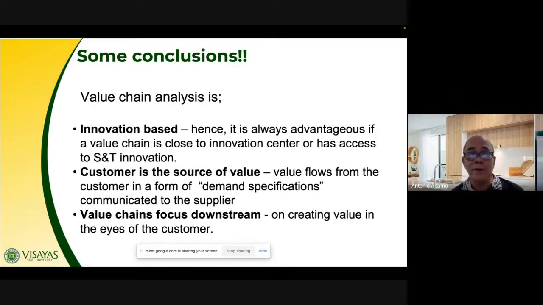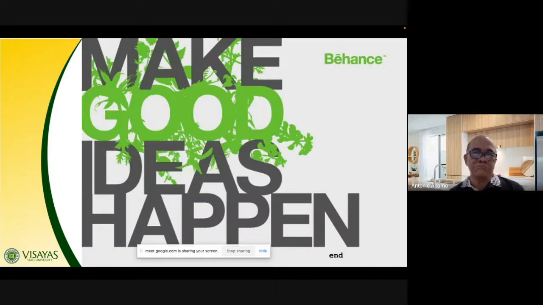Maybe. So be sure that when we say value chain analysis, it's market based, it's innovation based, and it is focused on the customer. Focus on the customer. So with that note, to make good ideas happen.